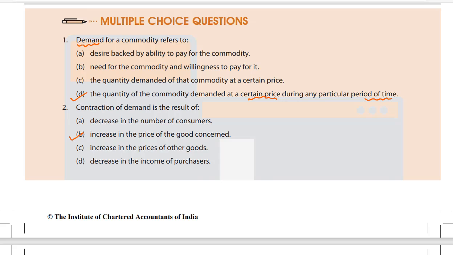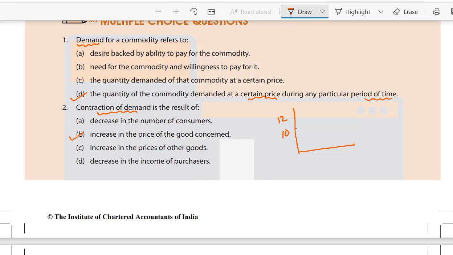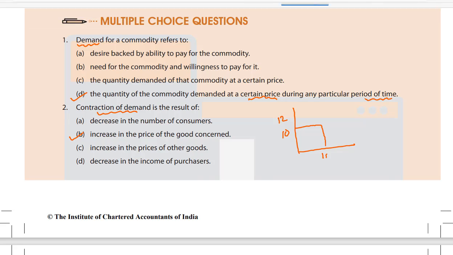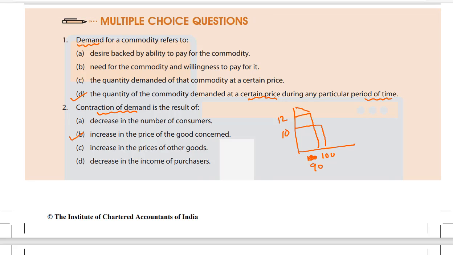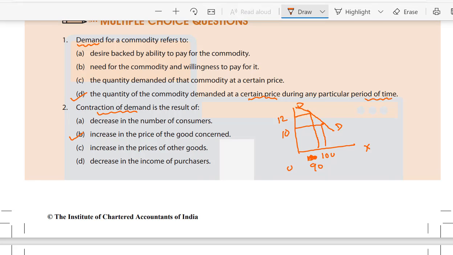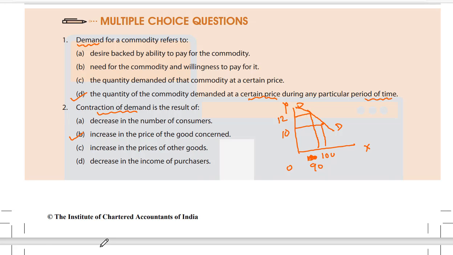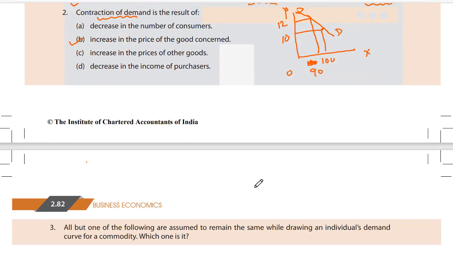The reason is, because of an increase in the price. In contraction of demand, if the price increases, this is the original demand curve. If the price increases, the quantity demanded decreases. And this would be the demand curve, DD demand curve, X origin Y. Let's continue.